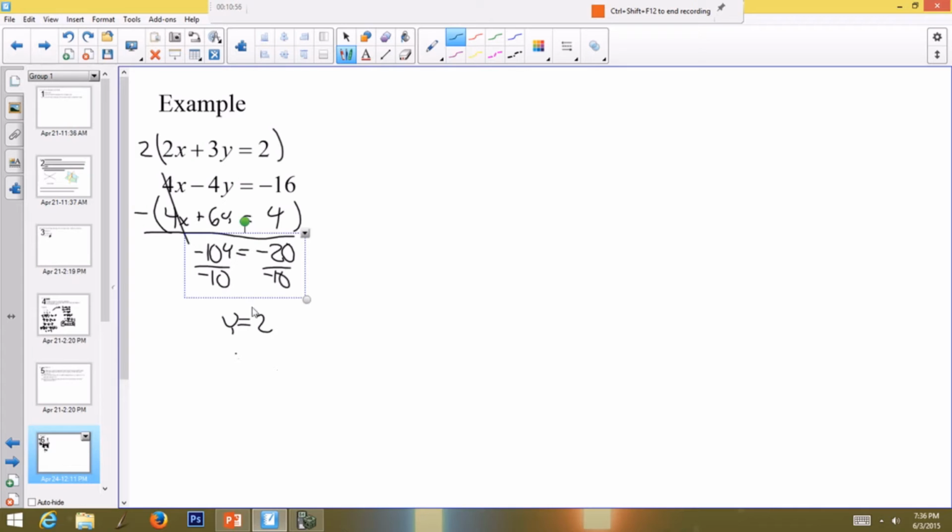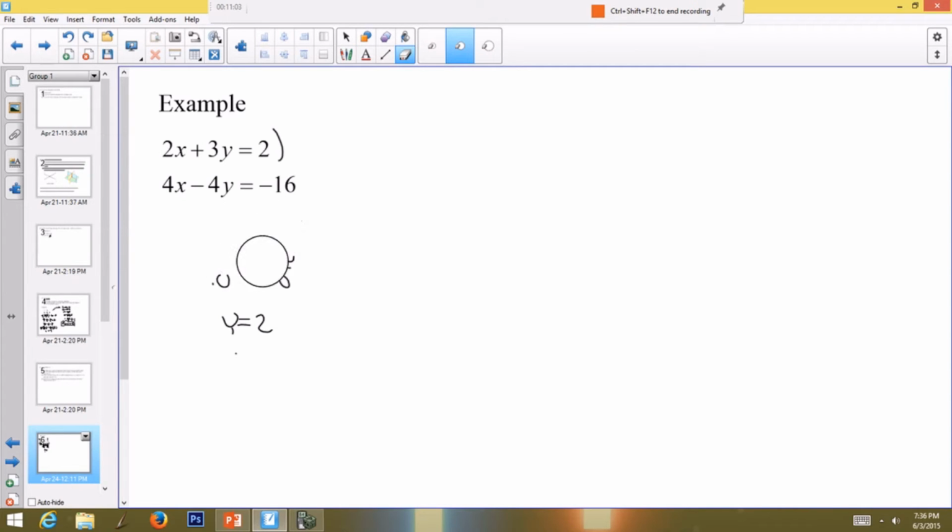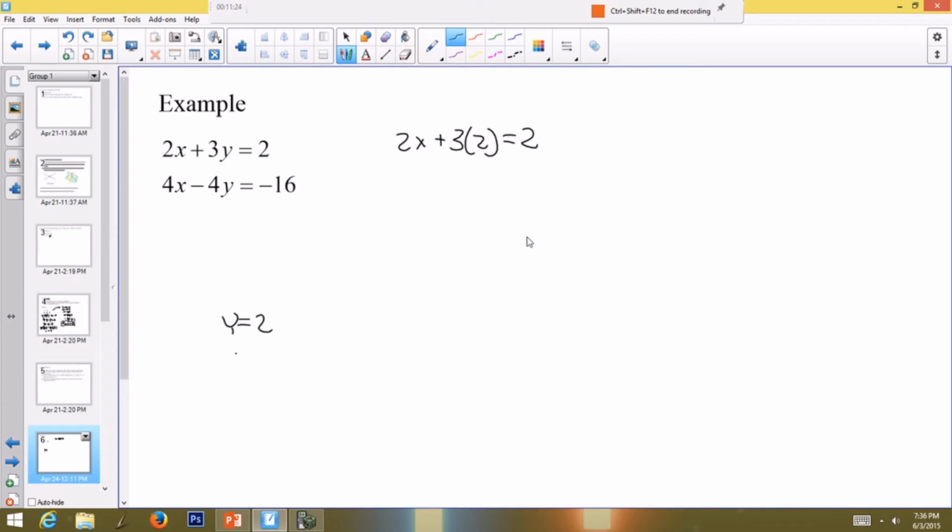There's my first value. So now I can take either of these two original equations that I have here, and I can make it look a little prettier. If you need to go back, you can always rewind. I can take this 2 and plug it into either of these two equations. Well, this has smaller numbers, so I'm going to take my 2x plus 3 times the value that I found there, 2, equal to 2. And now I have 2x plus 6 equals 2.